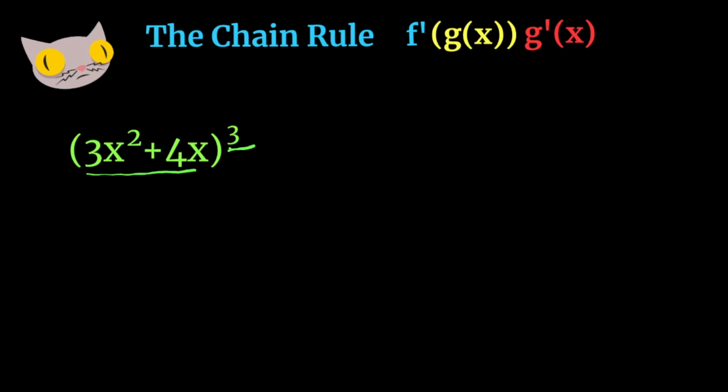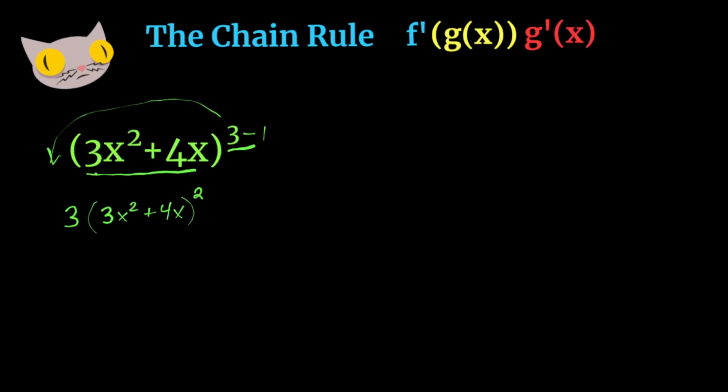First, the outermost function. It's an exponent, so we're going to need to use the power rule. We're going to bring our exponent down in front, and then we're going to subtract by 1. So this is going to give us 3, and then we have our innermost function here, and this is going to be raised to the second power.